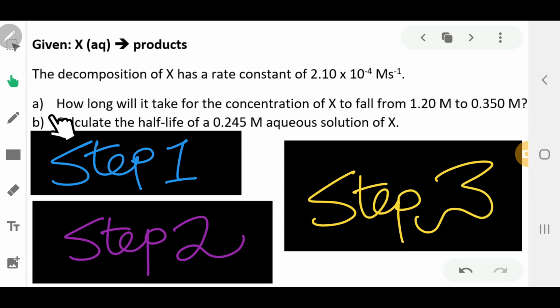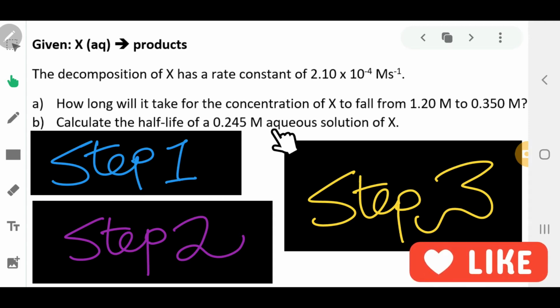Number one, A, we need to find out how long it will take for the concentration of X to fall from 1.20 molar to 0.350 molar. Second, we need to calculate the half-life of another initial concentration of X, which is a 0.245 molar aqueous solution of X. Now, we're going to start with A.